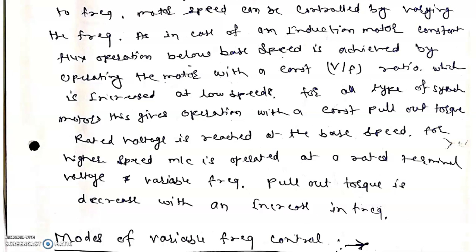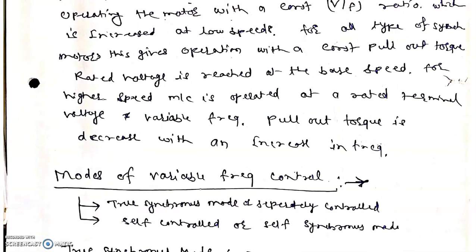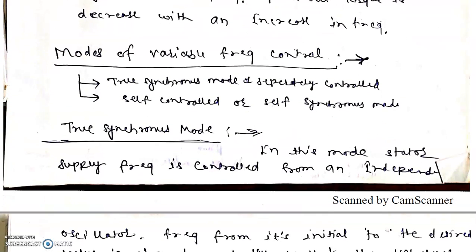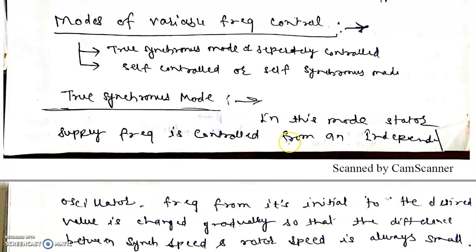For all types of synchronous motor, this operation is with a constant pull out torque, rated voltage reached at the base speed, and for higher speed, the machine is operated at rated terminal voltage and variable frequency. There are two modes of operation of variable frequency: true synchronous mode, or the self control or self synchronous mode.